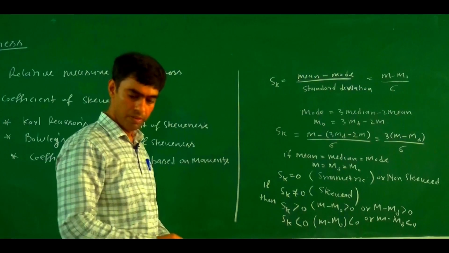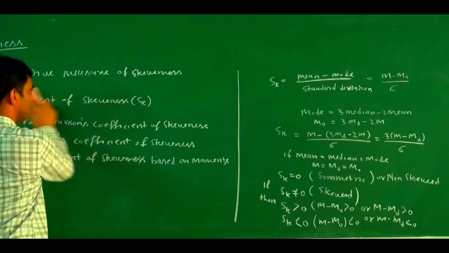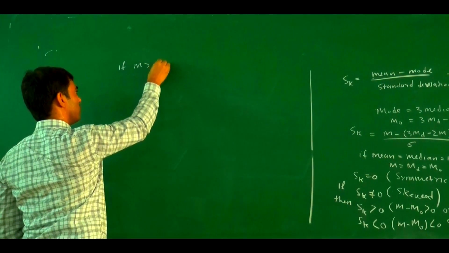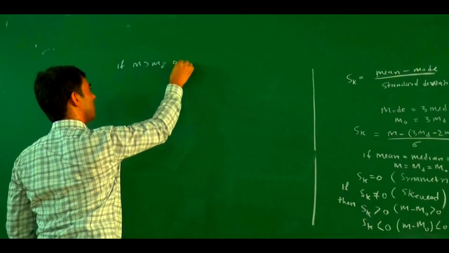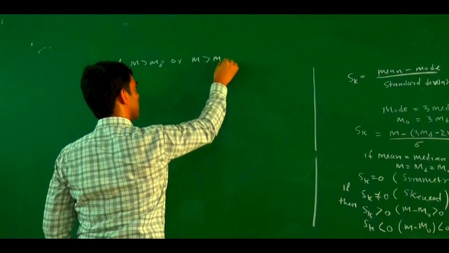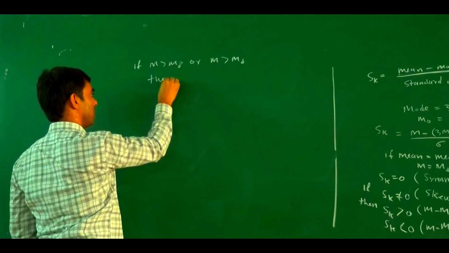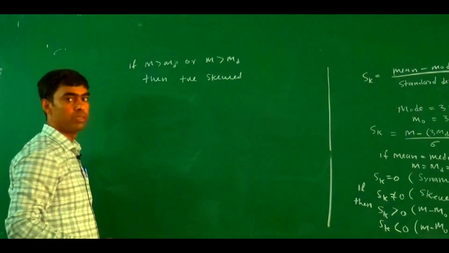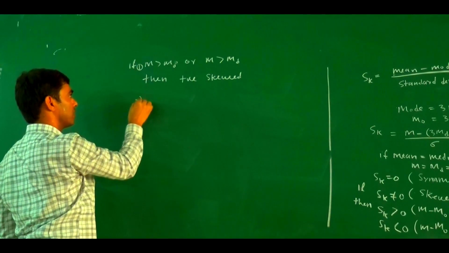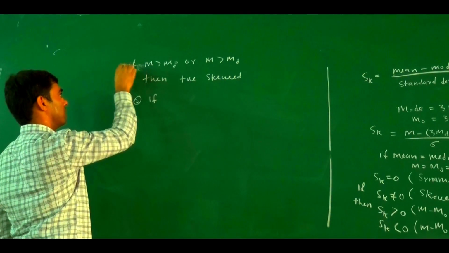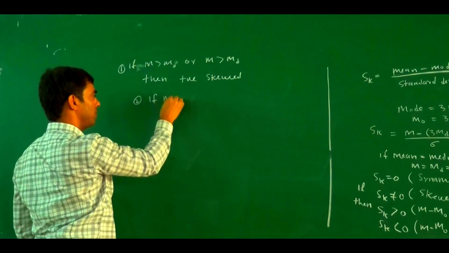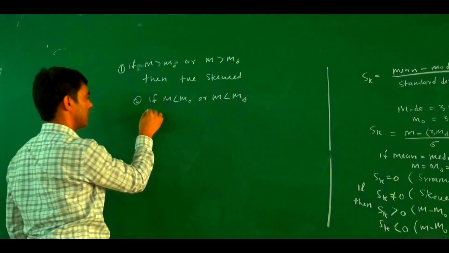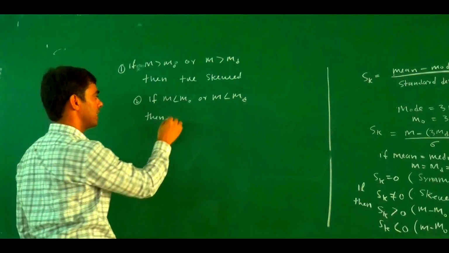So what do we conclude here? If mean is greater than mode, or mean is greater than median, then the curve is positively skewed. Second one, if M is less than Mo or M is less than Md, then it is negatively skewed.